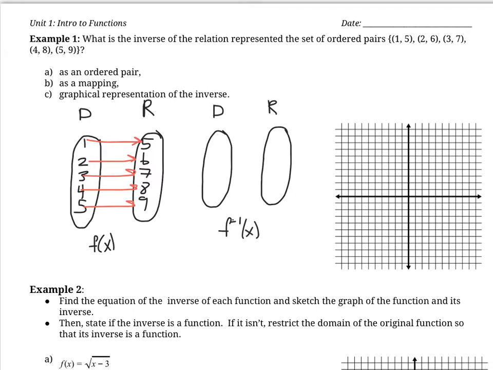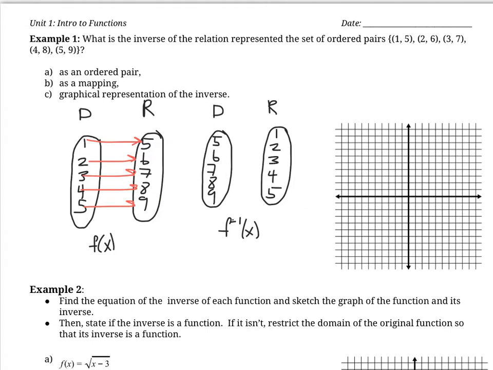So in the original function, we put in a 1 and we get out a 5. The inverse is going to start with the 5 and get the 1, which means that our domain is going to be all of these inputs. So now we have, in our domain, 5, 6, 7, 8, and 9. And when we put in a 5, I want to get a 1 out of it, and that's going to be the opposite function of this one here. So the elements of our range are going to be the domain of the original function. So 1, 2, 3, 4, 5.